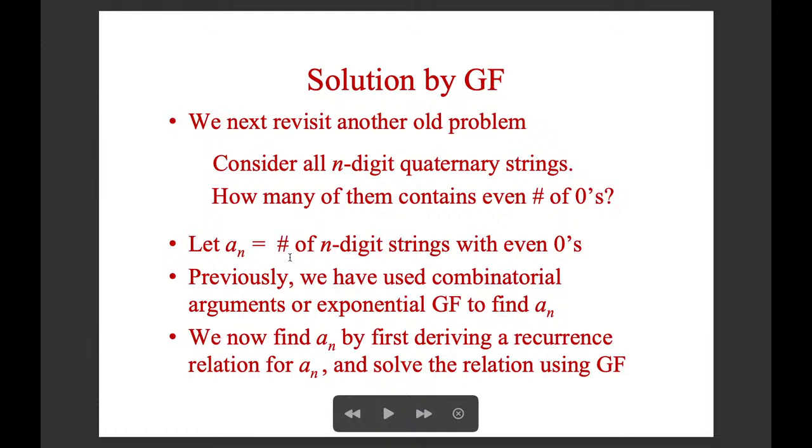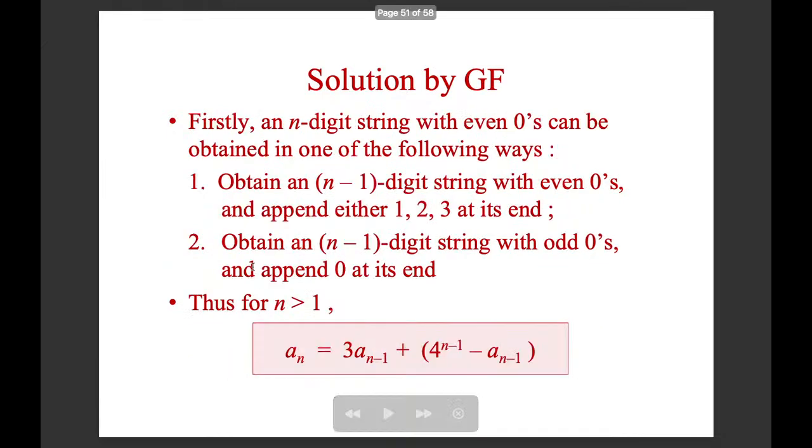We let an be the number of n-digit quaternary strings with an even number of zeros, and then we want to establish a generating function such that it generates the terms a0, a1, a2, and so on. So this is the recurrence that we can establish. We can establish that an is equal to 3 times an minus 1 plus 4 to the power n minus 1 minus an minus 1.